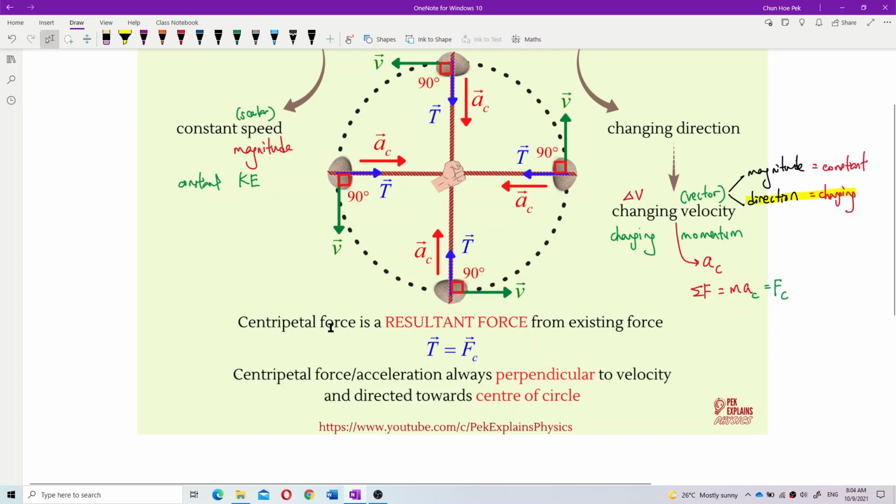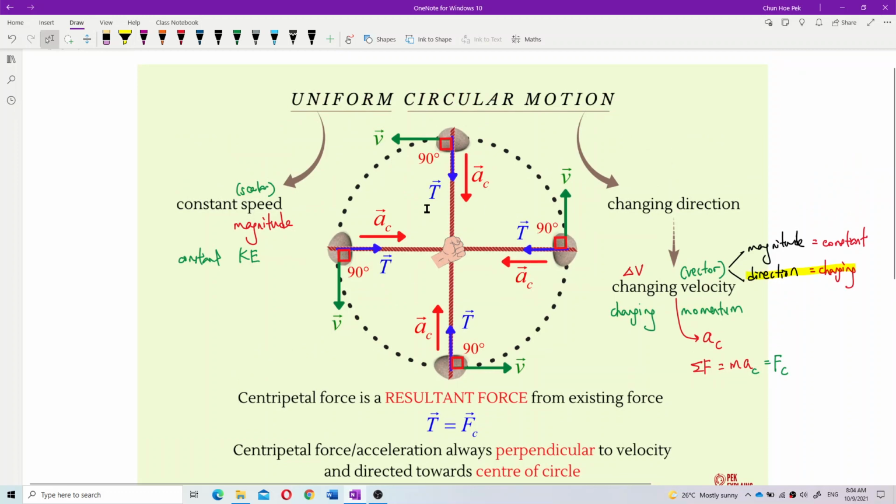So centripetal force actually is a resultant force from the existing forces. You see, in this diagram, I don't draw the centripetal force. I draw the tension. You actually cannot draw centripetal force on the stone because this centripetal force comes from existing forces. What are the forces existing on the stone right now?